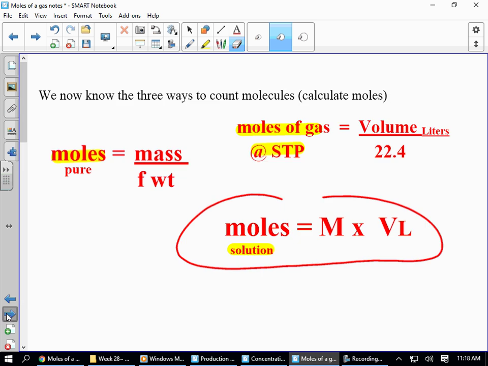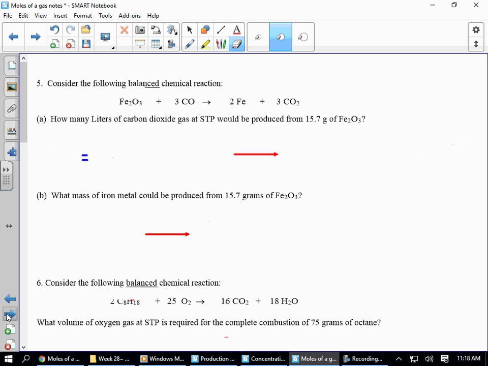Alright, so on to the back. It says consider the following balanced equation. Answer the questions. I try both of them and then come back and see how you're doing. Alright, how many liters of carbon dioxide gas, so this is my carbon dioxide, be very careful, would be needed to react with 15.75 grams of iron oxide.